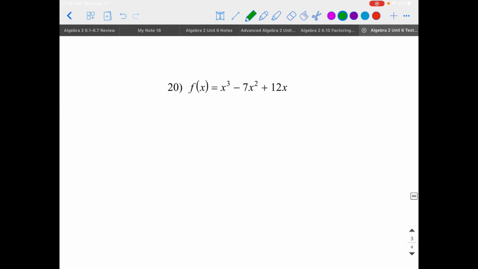Number 20, it says to find all x-intercepts. Just do this in your calculator. Go to your y equals and type it in: x cubed minus 7x squared plus 12x. And look at the graph. Now you can't see my calculator, so you need to do this on your own to make sure that you know where I'm getting this from.